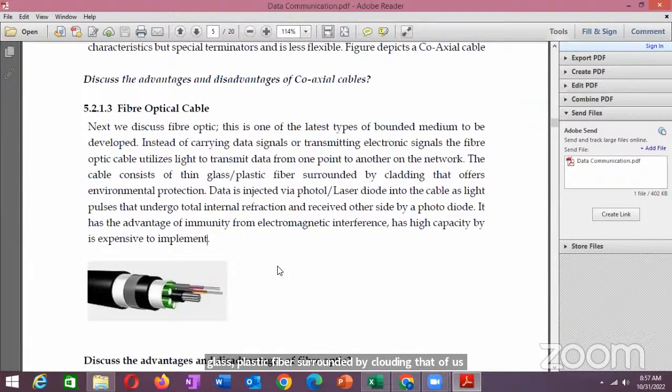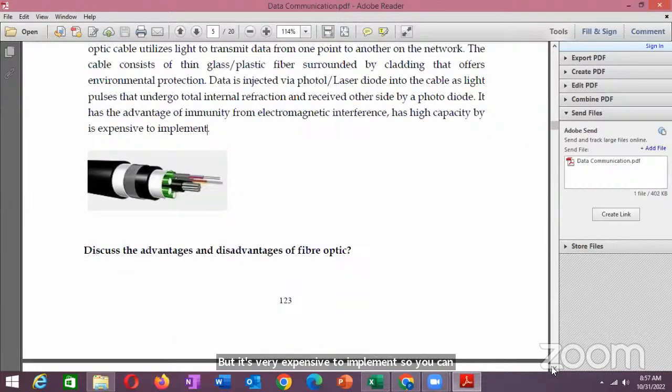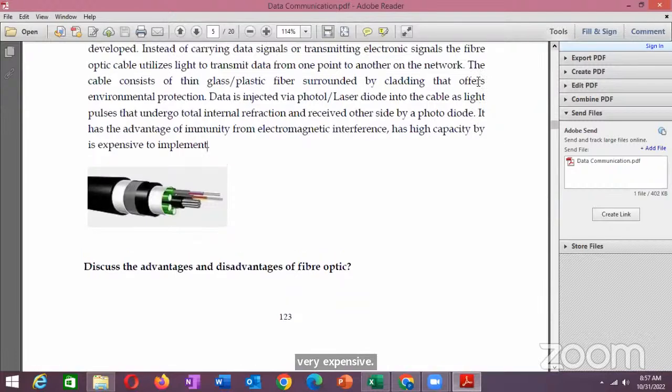Data is injected via a laser diode into the cable as light pulses that undergo total internal reflection and are received on the other side by a photodiode. It has the advantage of immunity from electromagnetic interference and has high capacity, but it's very expensive to implement. So you can note that it's very expensive, but it's one of the fastest media. It's what is making the internet.